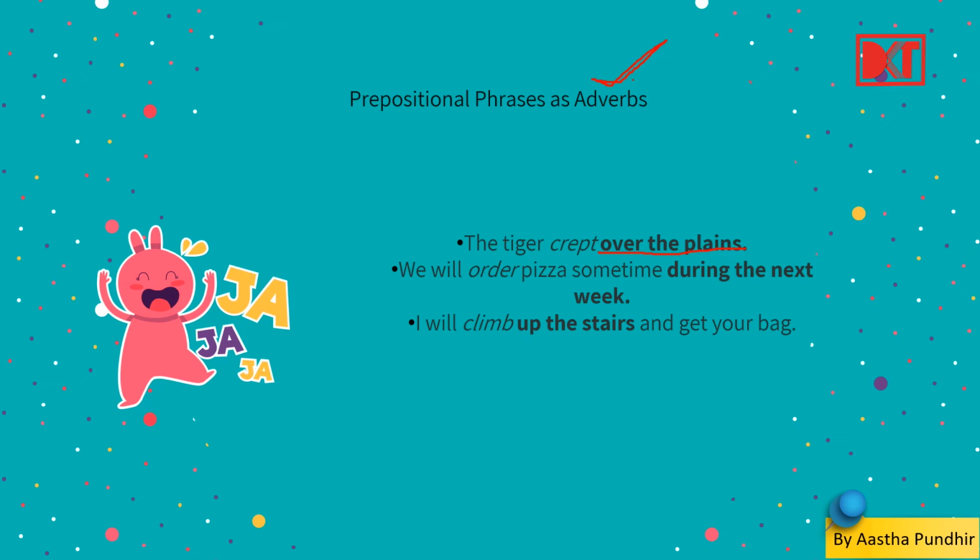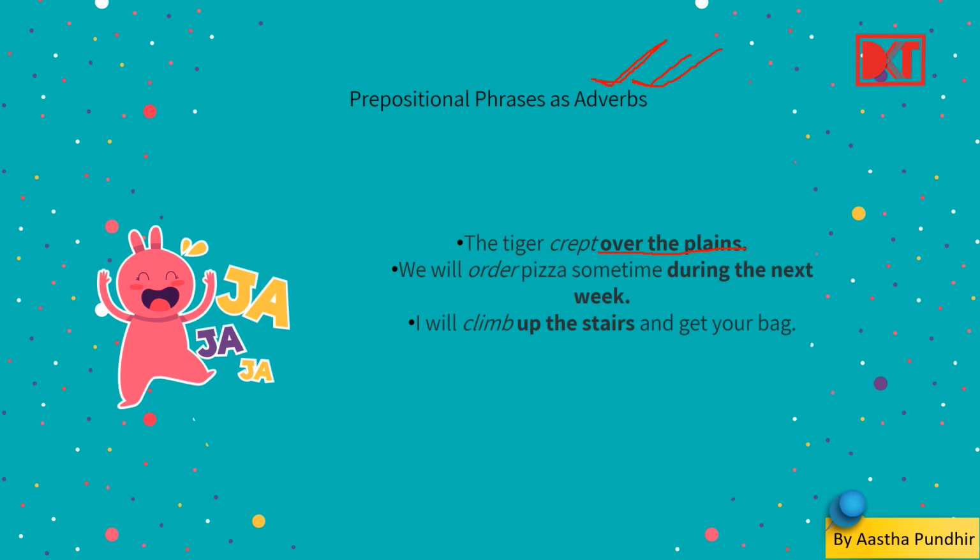Acting as an adverb how? Because it is answering the question of where. Then another, we will order pizza sometime during the next week. Here we have during as the preposition and the next week is the object. So this prepositional phrase together, during the next week, is answering the question of what? Answering the question of when.